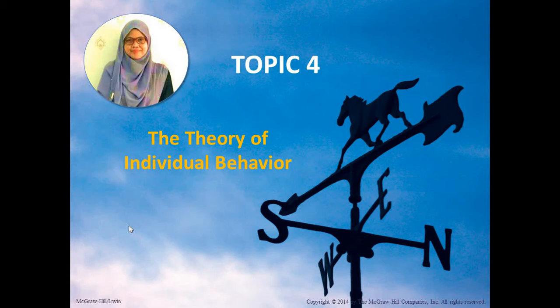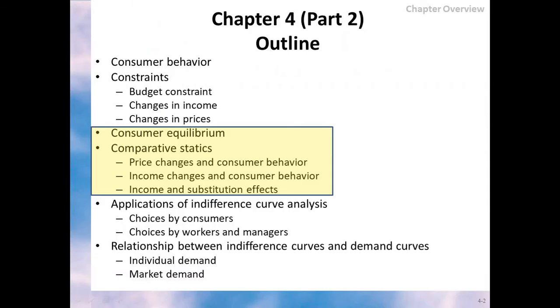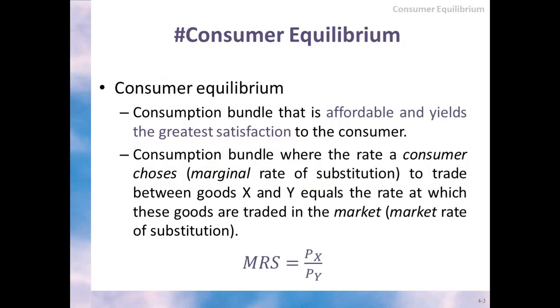Okay, we continue topic 4 on the theory of individual behavior. This will be our outline for part 2. Last time we looked into the concept of consumer behavior, and we looked into the constraints and what happens to the budget line when income or prices change. In part 2 we are going to look at consumer equilibrium and also comparative statics. So we look at consumer equilibrium first.